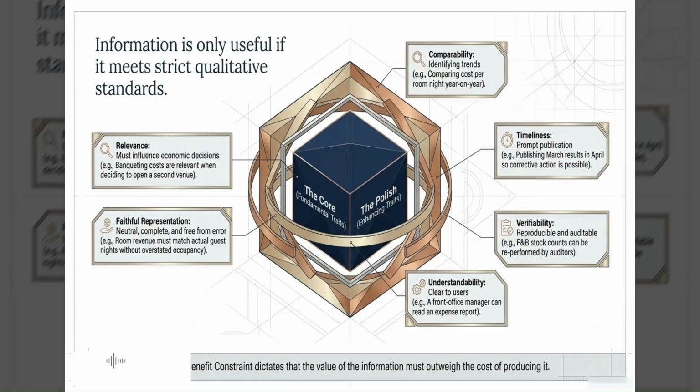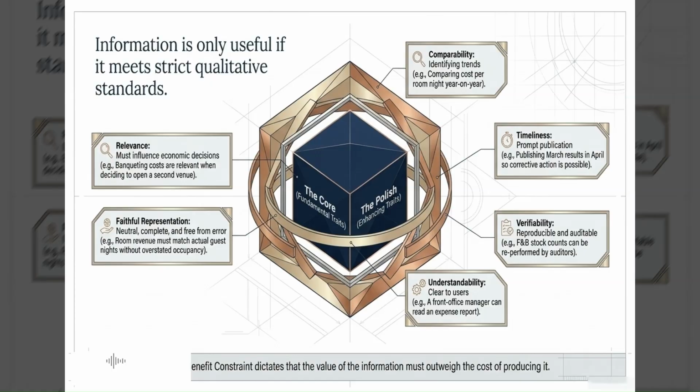Fundamental means non-negotiable. If information fails these two, no amount of polish rescues it. The first is relevance. Information is relevant if it is capable of influencing the economic decisions of users. Test it that way. If this figure had been different, would anybody have decided differently? If the answer is no, the information is not relevant, and reporting it merely adds noise.